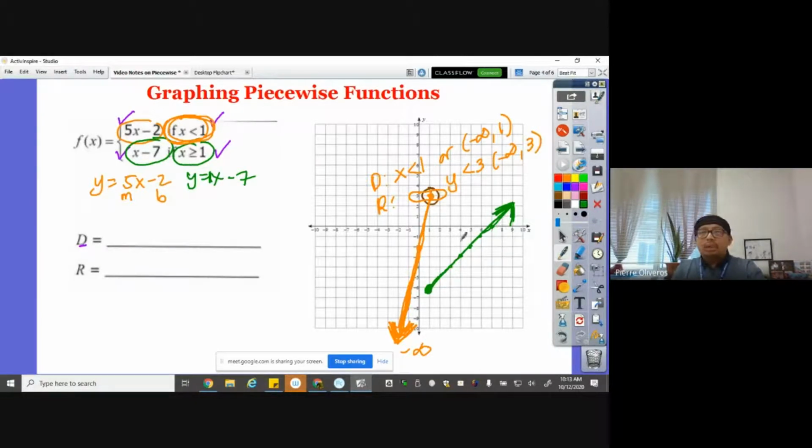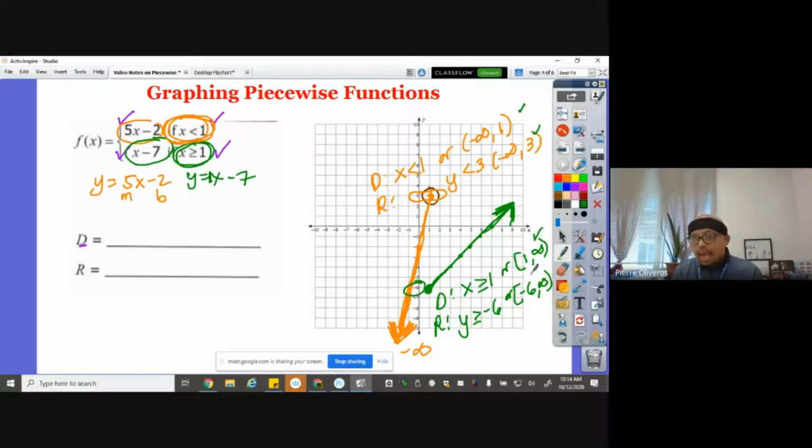For the domain here for the green graph, the domain is again whatever the restriction is right here. So the domain here is x greater than or equal to 1, or we can say from bracket 1, because it's closed, going up to the right, to infinity. While for the range here, you look at the lowest one. What's the lowest point here? The lowest point of the green one is negative 6, and it's going up. So y is greater than or equal to negative 6, or you can say bracket negative 6 to infinity. Okay, that's how you put the domain and range for each of them.